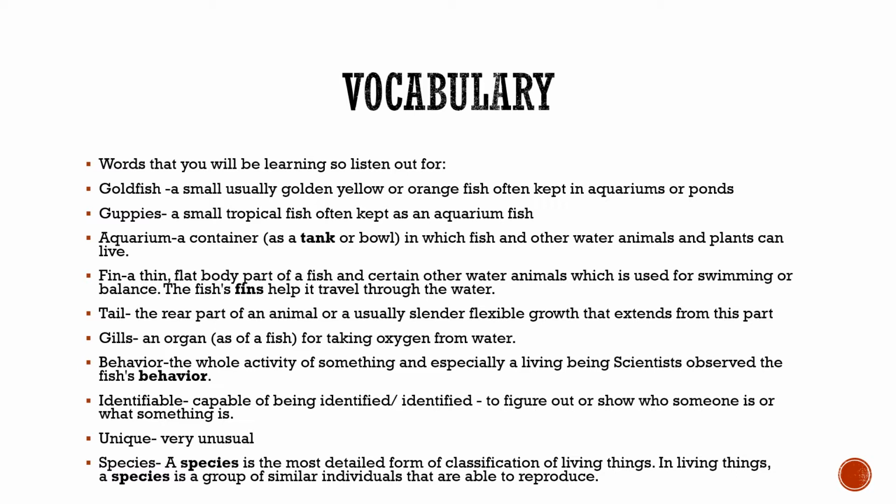A fin is a thin, flat body part of a fish and certain other water animals, which they use for swimming or balance. The fish's fins can help it travel through the water. Tail. That's the rear part of an animal, or usually a slender, flexible growth that extends from the back part of their body. Gills. Gills are an organ, as in fish gills, for taking in oxygen from the water.